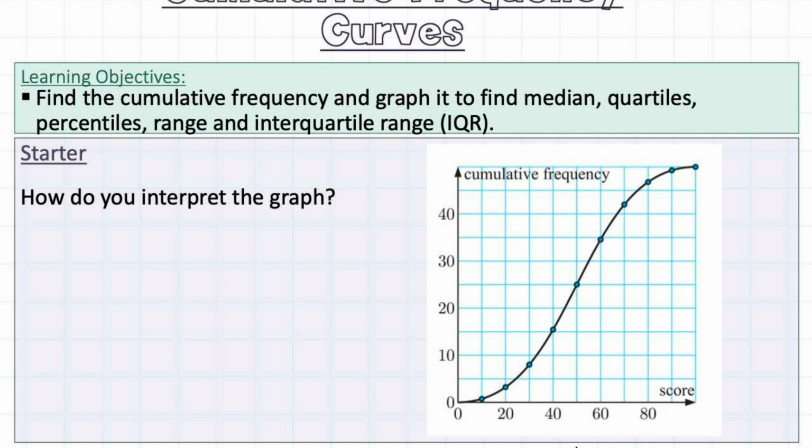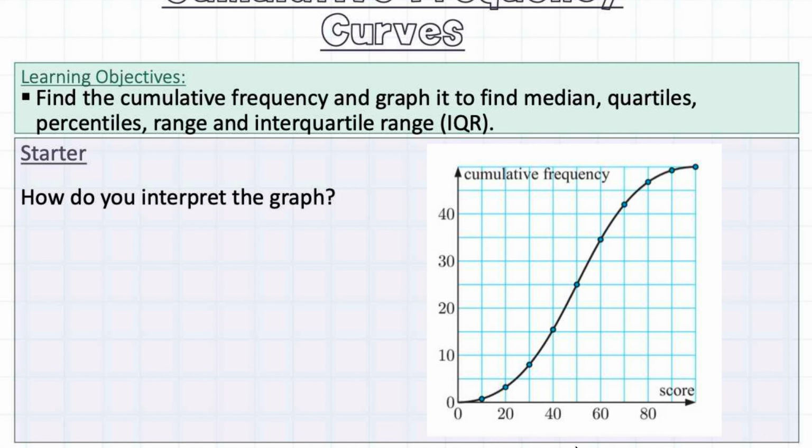In this lesson, we are now transitioning to the last type of curve, which we're looking at in statistics, which is a cumulative frequency curve. And it would be a good idea to pause and look at the starter. So how would you interpret the graph in here?